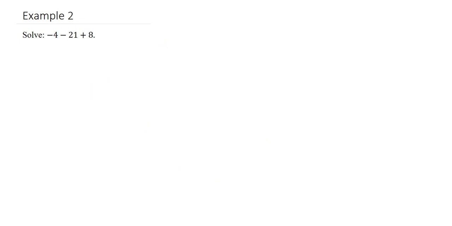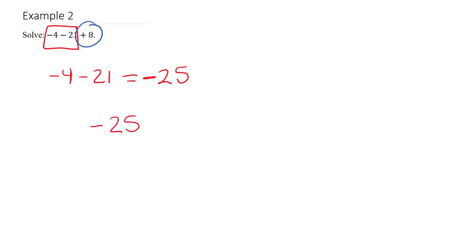Example 2. Solve for the following. So we have -4 minus 21 plus 8. So let's go ahead and just tackle that part first. So -4 minus 21. Well, you can see that we're just becoming more negative. So we can just treat this as both positive. So if we thought of it as 4 plus 21, that would get us to 25. But we're going to keep the sign, so that's negative. So now we have -25 plus 8.